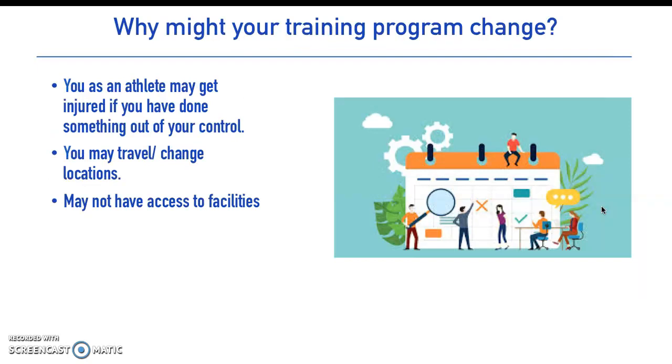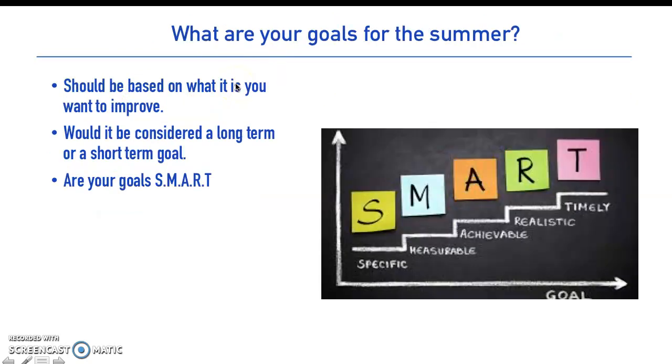Why might your training program change? Especially over the summer. Now you as an athlete may get injured. If you get injured, then obviously your program will have to change. The goals of your program will have to change. So if my goal was to get faster, improve my speed in 100 meters, but I have torn my hamstring muscle, now we have to change the goal. What would your goal be then? Maybe your goal would be to improve your hamstring strength and recover properly and rehabilitate your hamstring. So again, your goals may change.